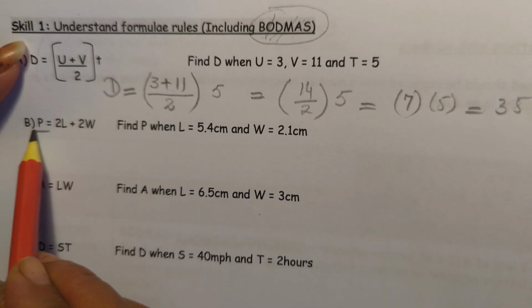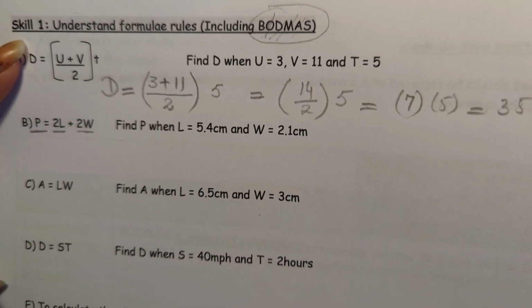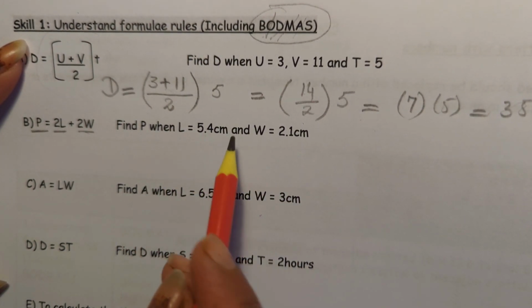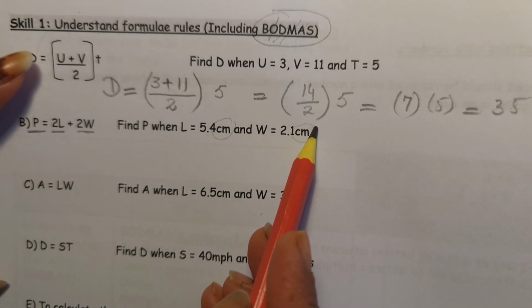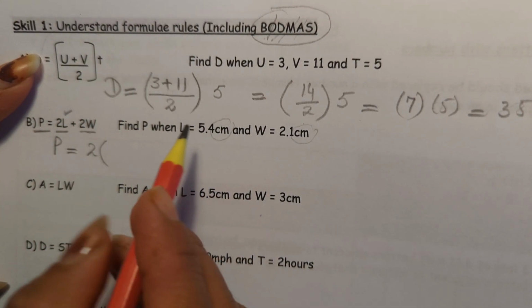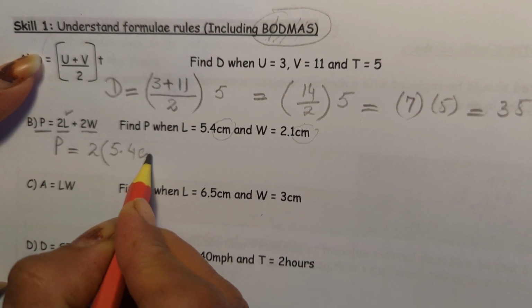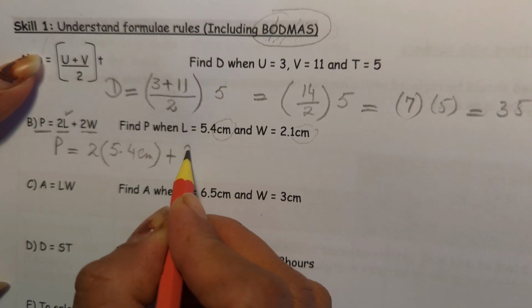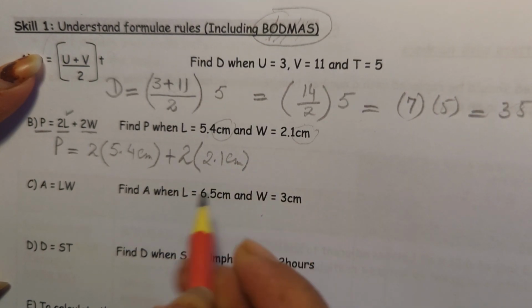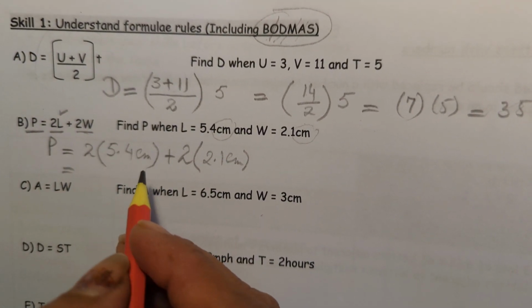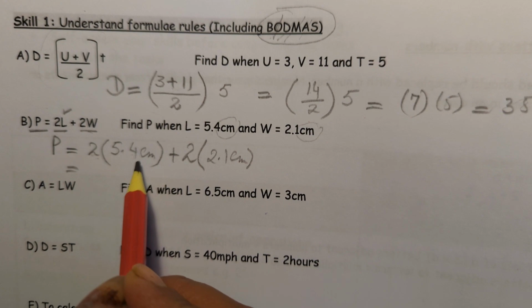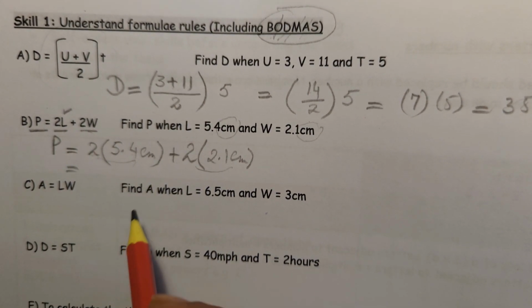Next is P. P is for perimeter: 2 times length plus 2 times width. Find capital P, the perimeter, when the length is this and the width is this. You have to keep the units also in mind. So in this case P will become 2 times L, which is 5.4 centimeters, plus 2 times the width, which is 2.1 centimeters. Next step, you will just use the BODMAS rule. Again in this situation we have multiplication first, and then we do the addition.